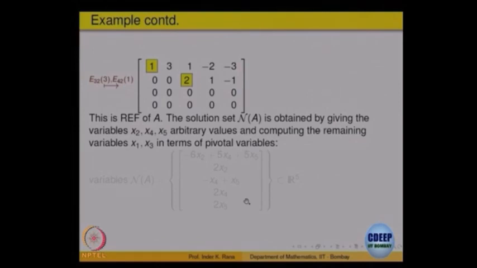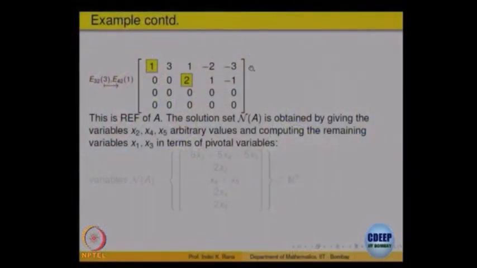Now, what is the next thing I want to do? I want to find the nullity. How do I find the nullity? That means I should describe the null space, all solutions of Ax equal to 0. So, if I take this matrix and write x1, x2, x3, x4, x5 equal to 0, what are the equations I will get?